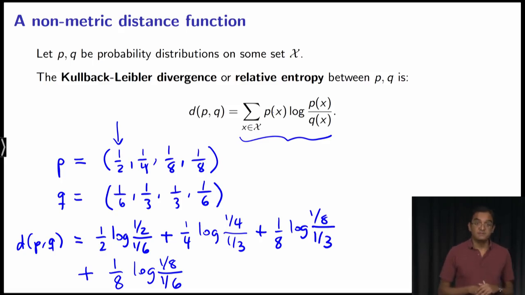Very strange, okay? Now, thankfully, it turns out that this can never be negative. But that's about where the good news ends, okay? This is not a symmetric distance. So the distance from P to Q is in general not the same as the distance from Q to P. And it doesn't come close to satisfying the triangle inequality, okay? But it's a distance function we use all the time.